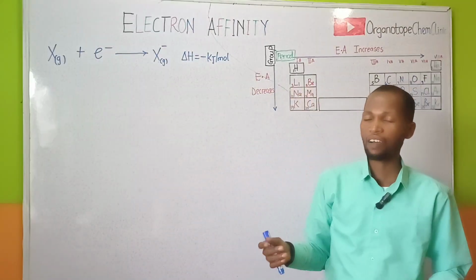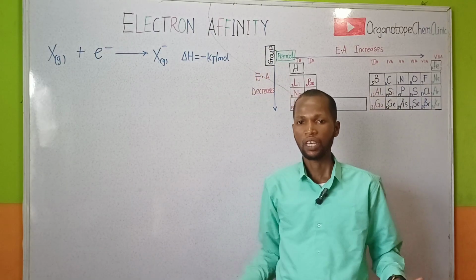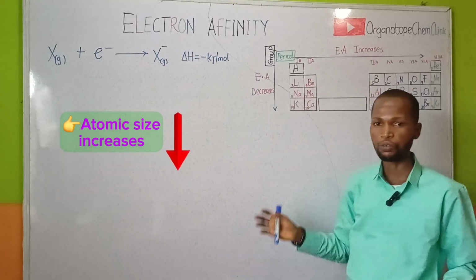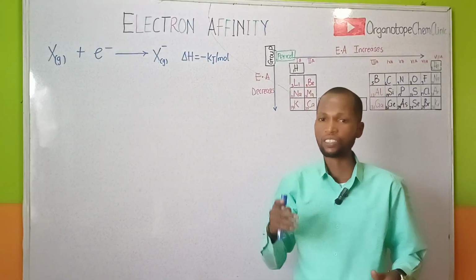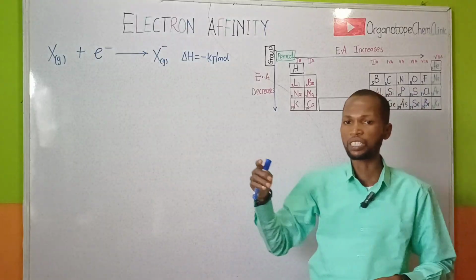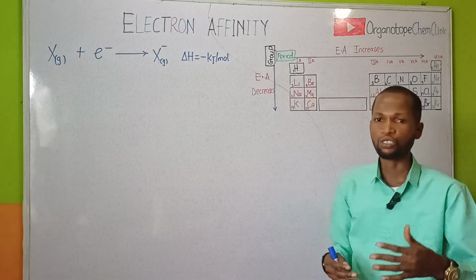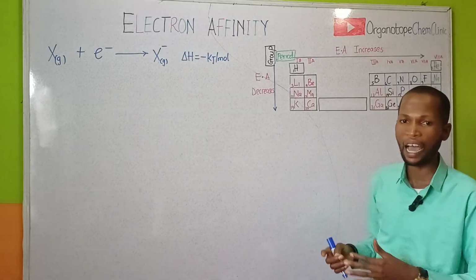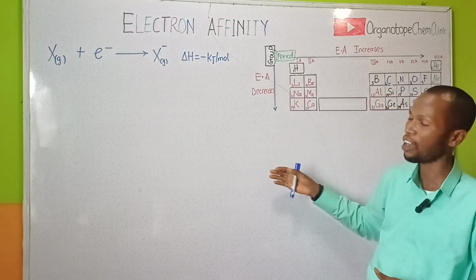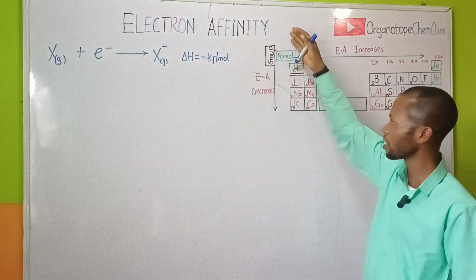Make sense? Why do we have a decrease in electron affinity down the group from top to bottom in the periodic table? The atomic size of elements increases down the group in the periodic table. When there is an increase in atomic size down the group, the distance of the outermost electron to the nucleus increases, which results in a decrease in the attraction between the outermost electron and the innermost nucleus. So the attraction for electron decreases down the group. So the ability or affinity for electron decreases down the group.